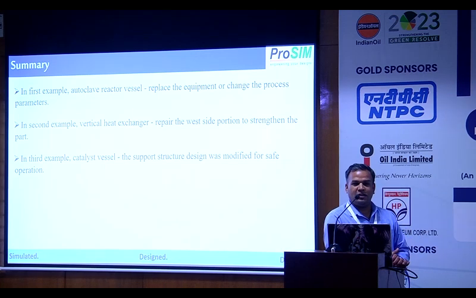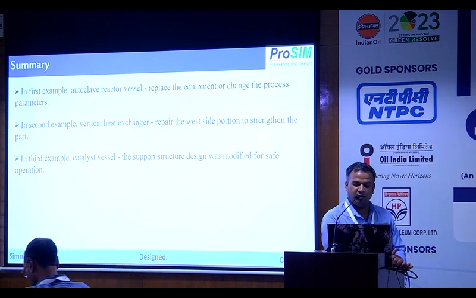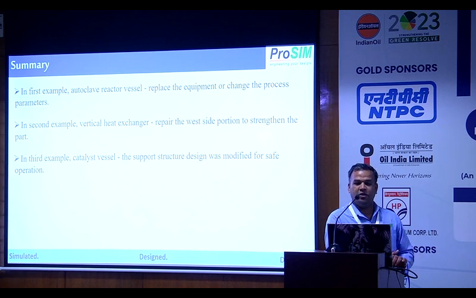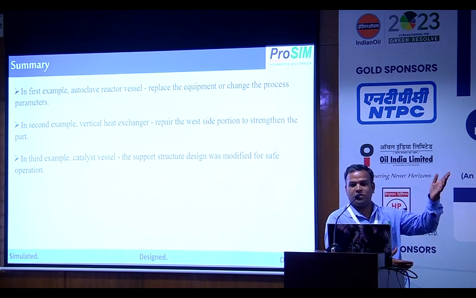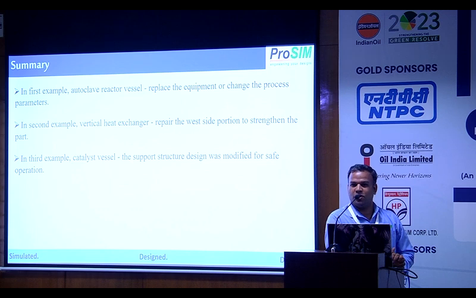Let's summarize with the examples. The first example, in the autoclave reactor vessel, we recommended replacing the equipment and changing the process parameters just to save the safe reaction for the new one. In the vertical heat exchanger, repair the west side portion and strengthen the part. In the catalyst vessel, we modified the support structure design. Some of the cases I have presented in some of the posters. We can go through that during the tea break. If you have any queries, please feel free to contact me.